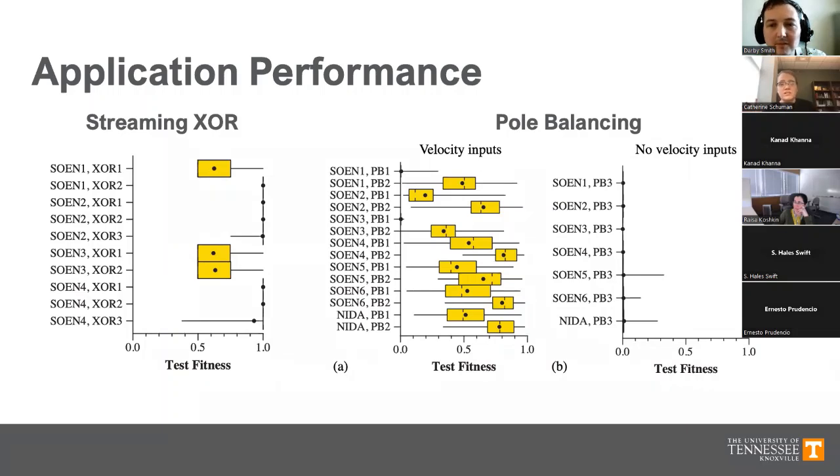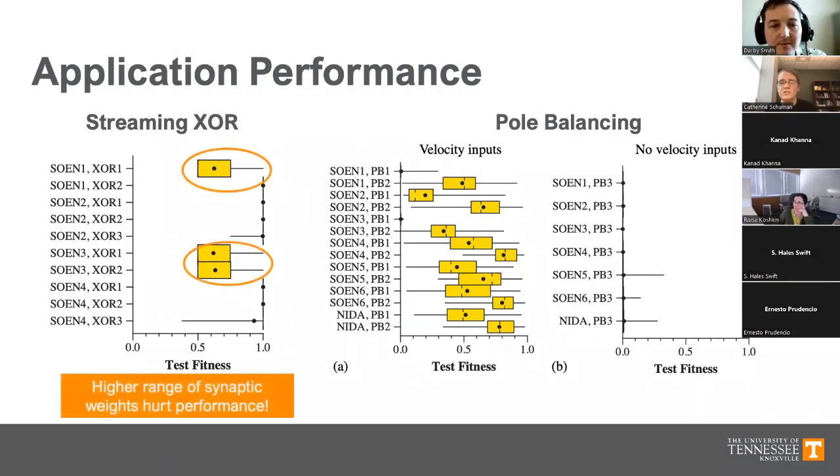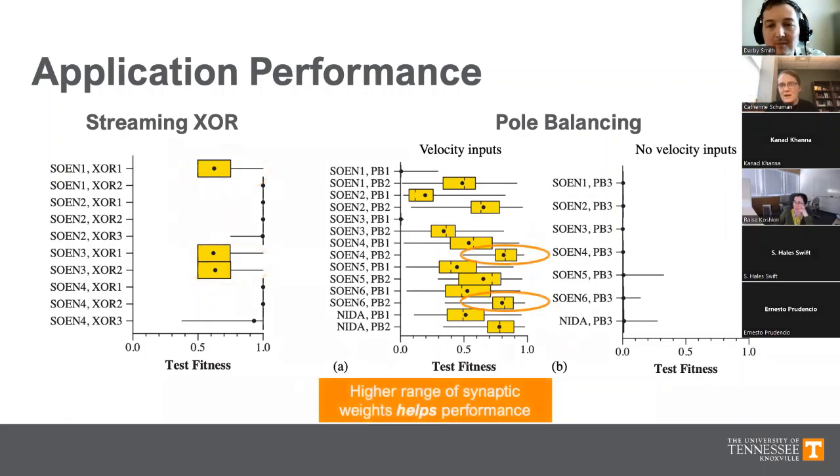So one of the things we looked at was a streaming exclusive OR task, and we found that the higher range of synaptic weights actually hurt the performance of the task in this case, meaning that they didn't need that level of precision on that particular task. But on the pole balancing task, which is one they were interested in, it did help performance. So there was not a conclusive decision here, and this is where weighing out which of these application types are most important to them was then a question that they could start to address.